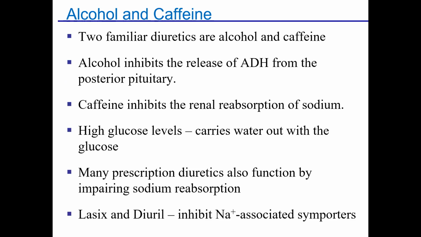Alcohol is very simple. It blocks the posterior pituitary from releasing antidiuretic hormone. Very simple process. Drink alcohol, you'll have to pee. Caffeine works the other way. Caffeine will inhibit the absorption, the recovery of sodium. So if you don't recover the sodium, the sodium stays in the filtrate, and water will stay there too. In fact, water may be drawn into the filtrate. So you drink a lot of coffee, you got to pee.